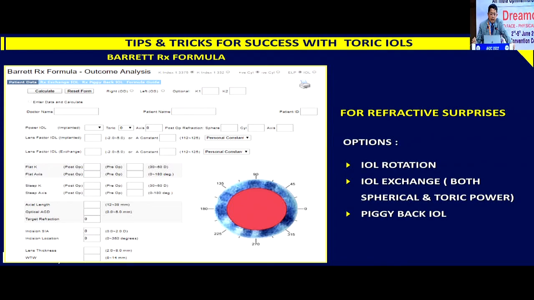The spherical equivalent to the residual error. That is, if it is -1 with 2 diopters of cylinder, rotation of the lens is going to help. But if it's simply -1 diopter of cylinder, rotation is not going to help, simply because when you are rotating the lens, you're not adding or subtracting any power, but just redistributing the power. So basically, these are the three options that this formula gives you, whether it's IOL rotation, IOL exchange, or a piggyback intraocular lens.